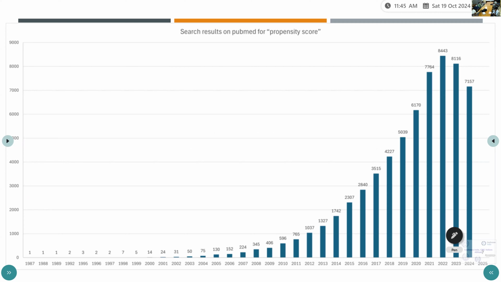What I would like to highlight is that propensity score matching is not really replicating a randomized control trial. What we are trying to do is strengthen the association or minimize the bias of an observational study. We are not trying to replicate a randomized control trial.